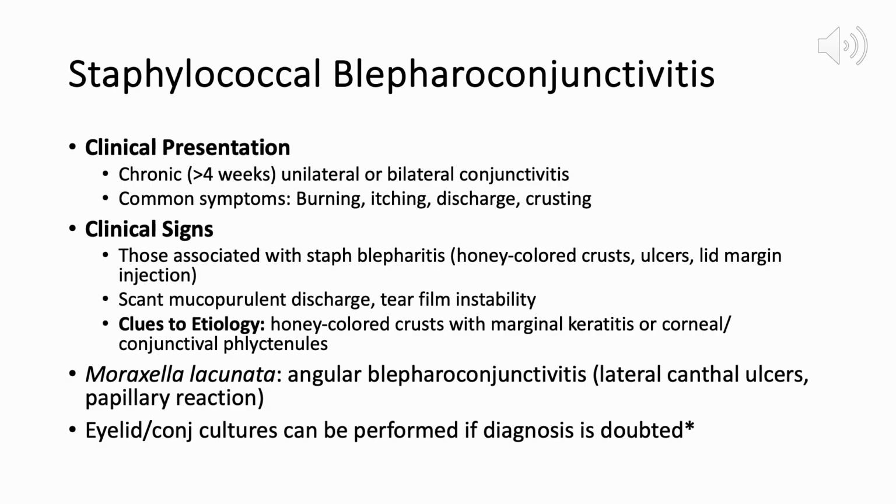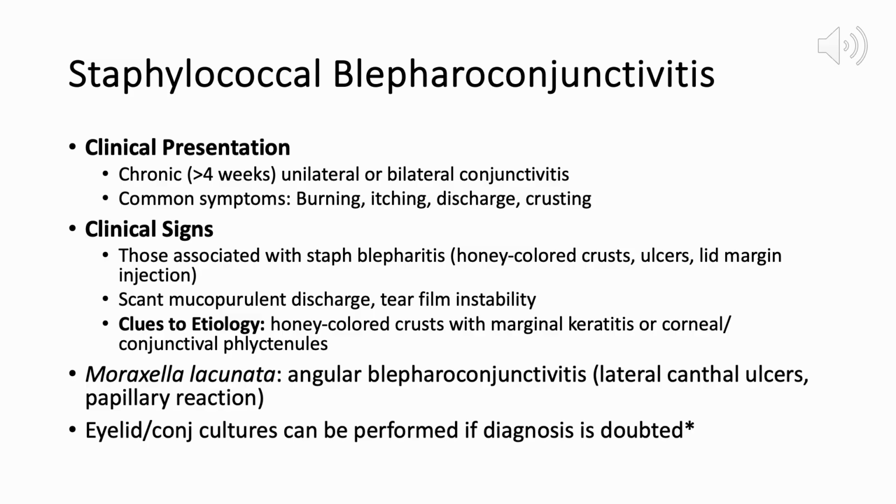Now let's review staphylococcal blepharoconjunctivitis. This condition typically presents as chronic conjunctivitis lasting longer than 4 weeks and can be unilateral or bilateral. Patients often report burning, itching, discharge, and crusting of the eyelids. On exam, you'll find clinical signs that overlap with staph blepharitis.